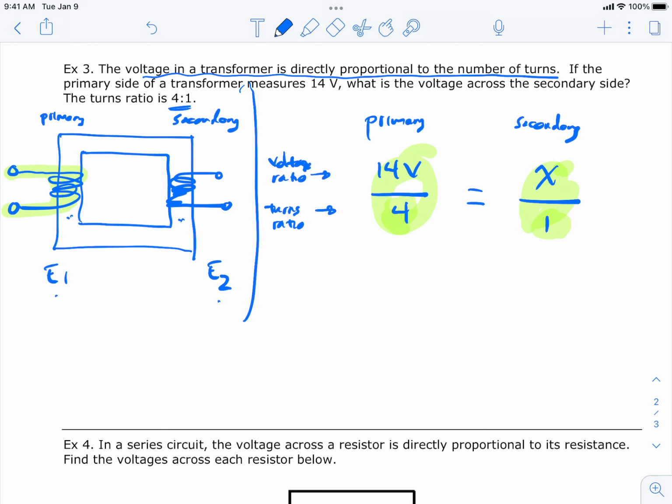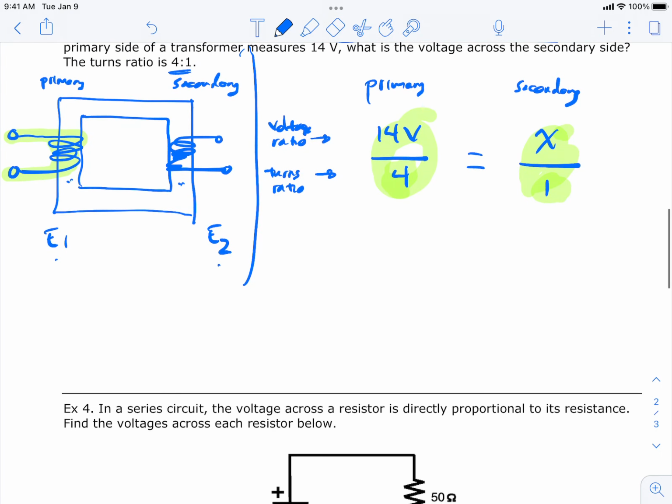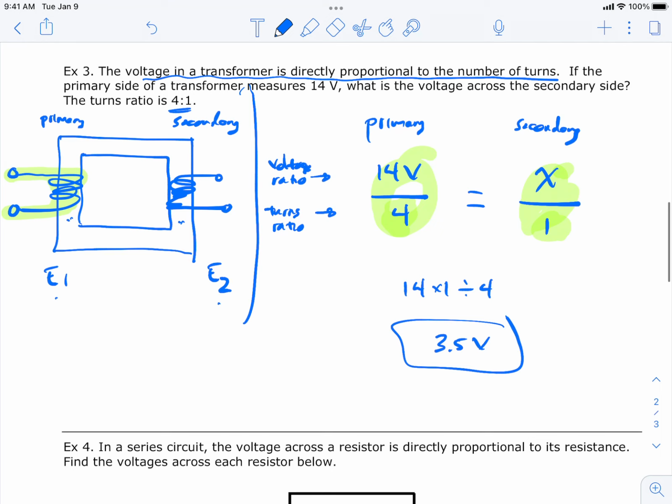We can solve that. On the one diagonal, I have 14 times 1 divided by 4. That's going to be 3.5 volts. So our voltage goes down. Now, it's a good idea to give yourself a little reality check. What's the understanding behind direct proportions? It's that they change in the same way. If the voltage goes up, then the turns will go up. If the voltage goes down, the turns will go down, and it works the other way too.